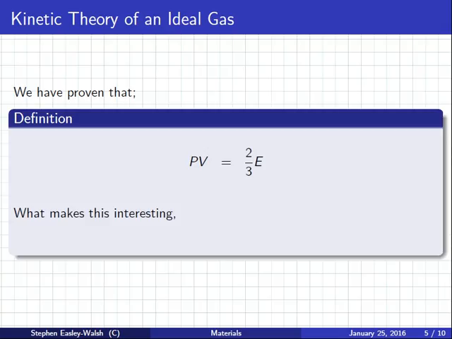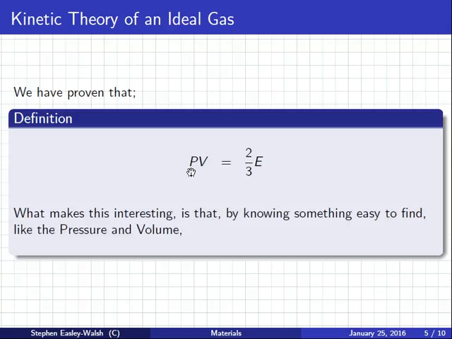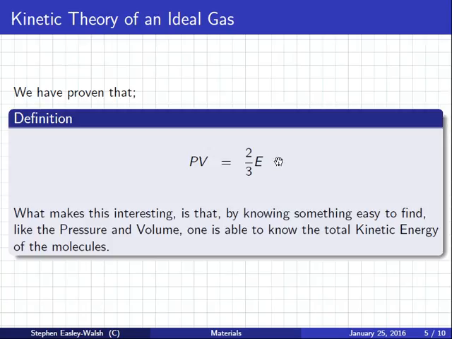But what about measuring the energy of each particle? That would be quite hard. Because not only would you have to measure the mass of each particle, but that's going to be actually easy because they're all going to be the same particle. You have to measure the velocity of each particle. Just not possible. So what makes this interesting is that by knowing something easy to find, PV, you're able to know what the total kinetic energy is. So that's what makes this formula interesting enough to have a proof and to know for the exam, that you can go from the outside day-to-day world and relate it to something on the atomic level.